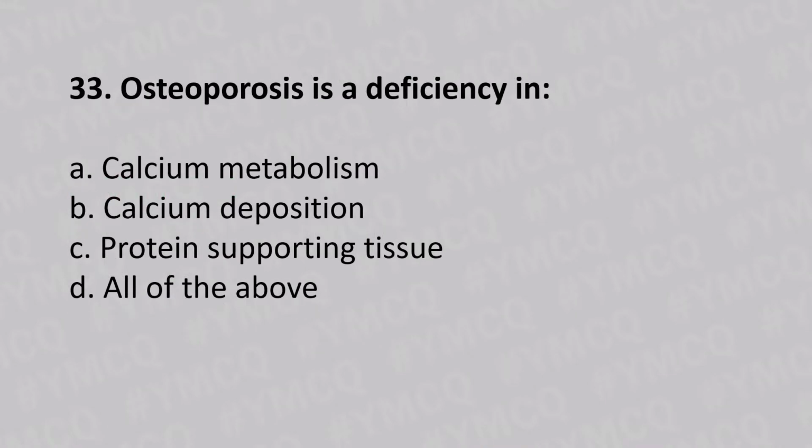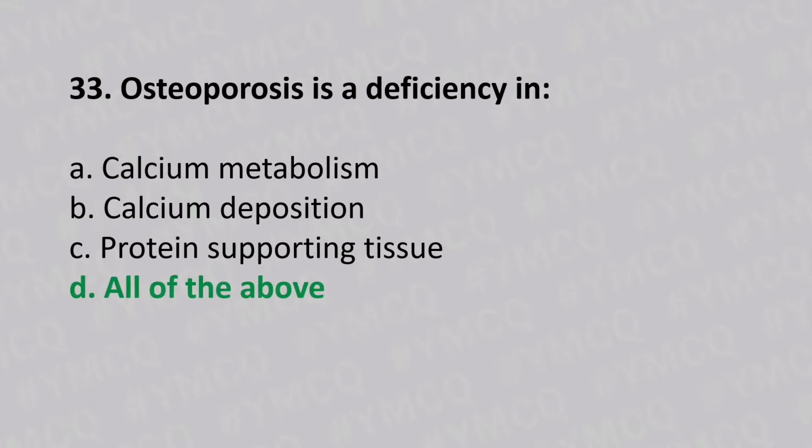Moving to our 33rd question. Osteoporosis is the deficiency in option A, calcium metabolism, option B, calcium deposition, option C, protein supporting tissue, option D, all of the above. And the answer is option D, all of the above.